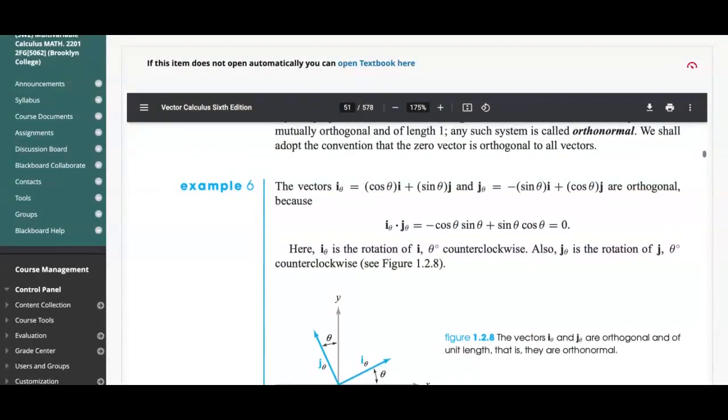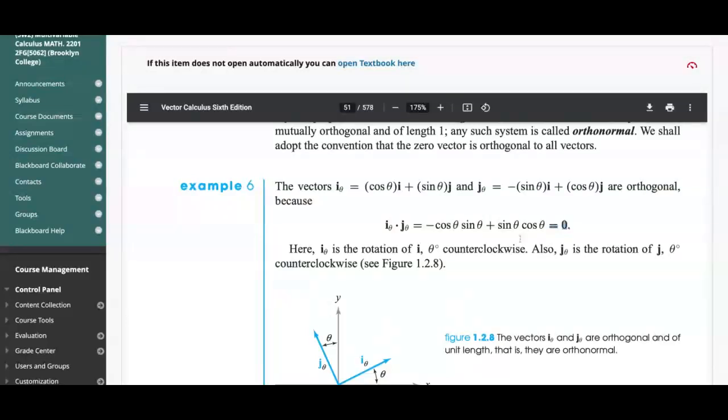This is to show they're orthogonal. There's one theorem: if two vectors are perpendicular, or orthogonal, the inner product is 0. Very useful theorem. When the inner product of two vectors is 0, that means they form 90 degrees.